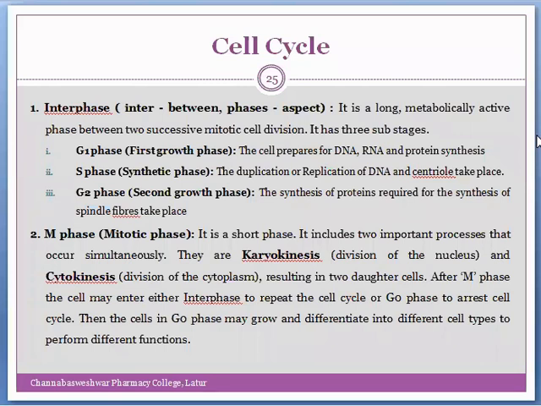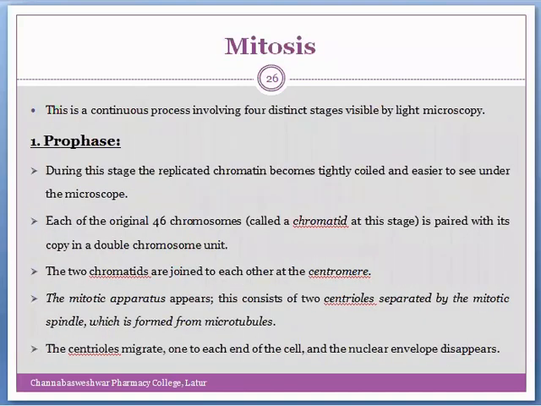So now we will go to the next. What is M phase? What events occur in M phase? What changes occur in M phase? M phase is nothing but mitosis. This is a continuous process which involves four distinct stages visible by light microscopy. So the mitotic phase is subdivided into four stages. For that purpose, you can remember PMAT.